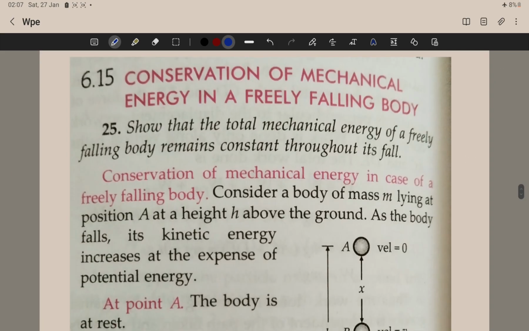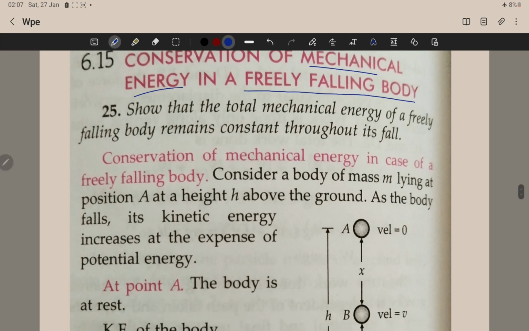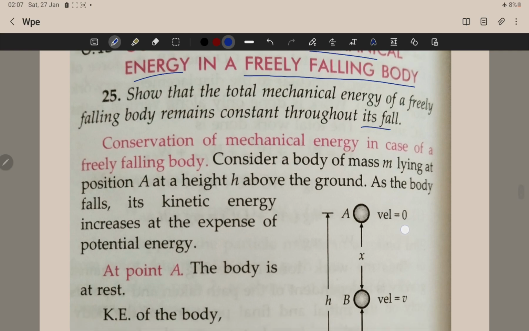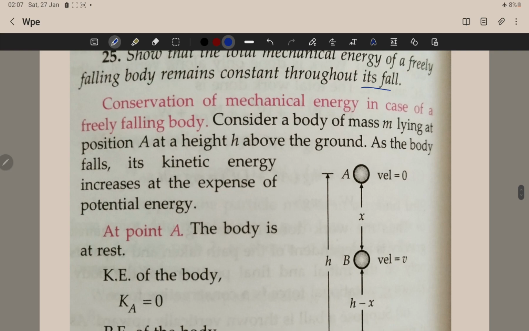Okay, now let's look at the next thing, that is the conservation of mechanical energy in a freely falling body. We learned what the conservation of mechanical energy is: because of the conservative force, the total mechanical energy, that is the sum of kinetic energy and potential energy, will remain constant, or the change will be zero. So we have to show that the mechanical energy of a freely falling body remains constant throughout its fall. So let's look at this: conservation of mechanical energy in the case of a freely falling body.